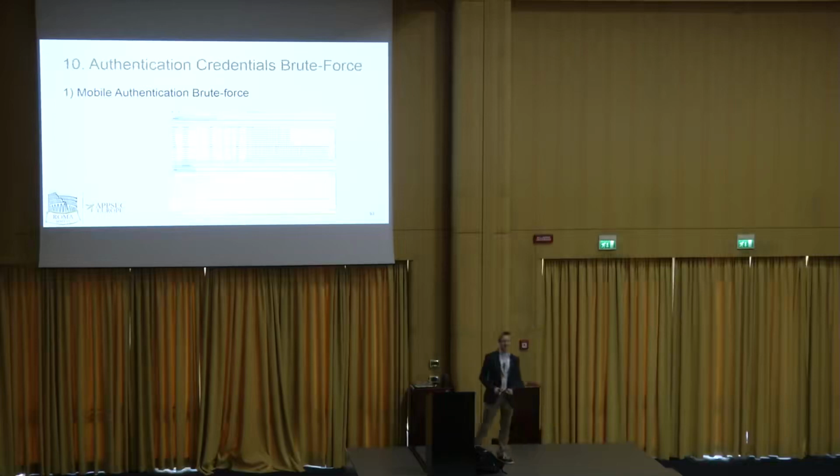Last but not least, the final vulnerability is about authentication credentials brute force. Basically, Instagram, as I've told you, the usernames are public, and they are enumerable because their UUIDs are incremental. So an attacker can easily build a list of all the usernames of Instagram. And it's the username that you need to use to log in. It's not the email address.